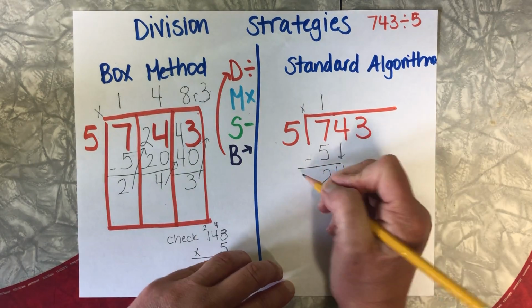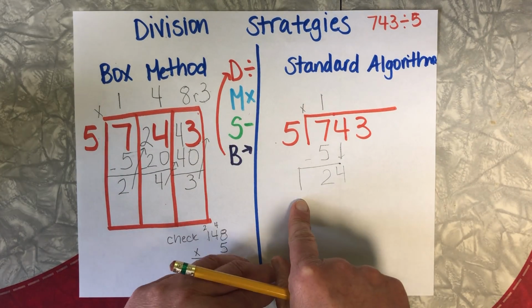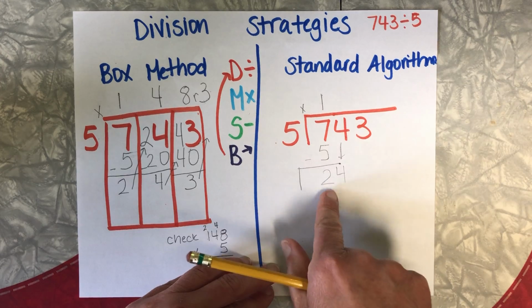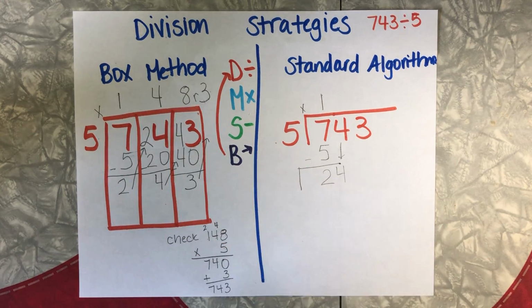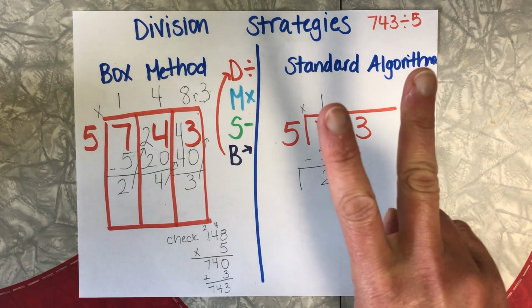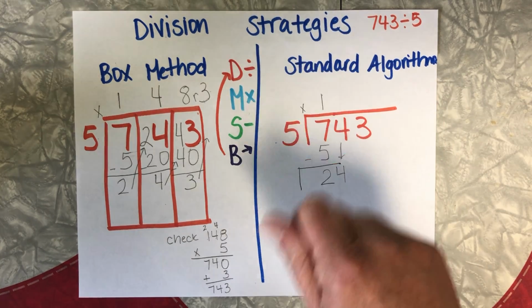Now I'm going to divide, make my little division sign again. Now I'm going to divide 24 divided by 5. So I'm going to skip count by 5 again. 5, 10, 15, 20. That's 4.